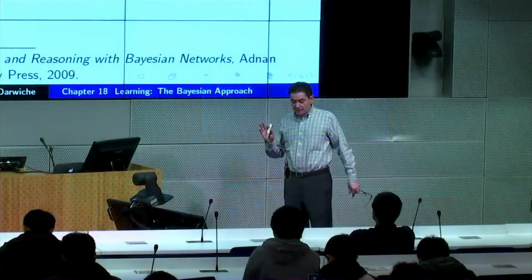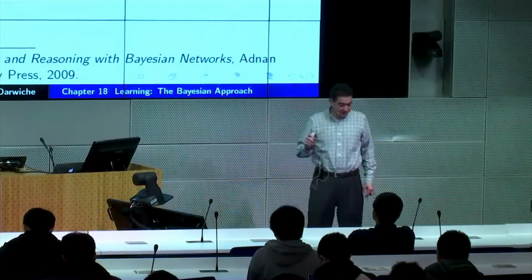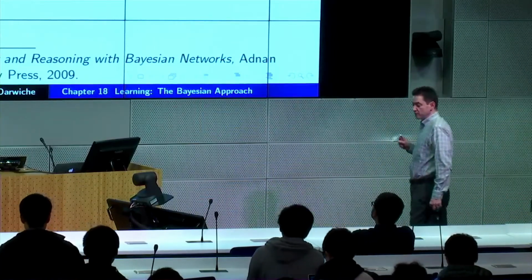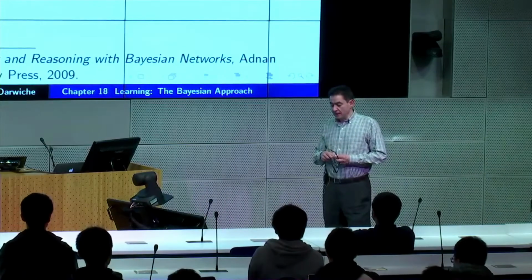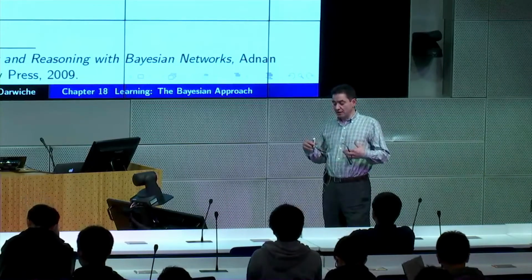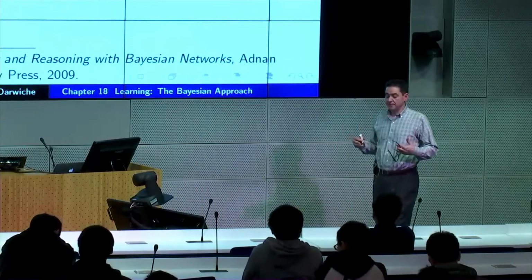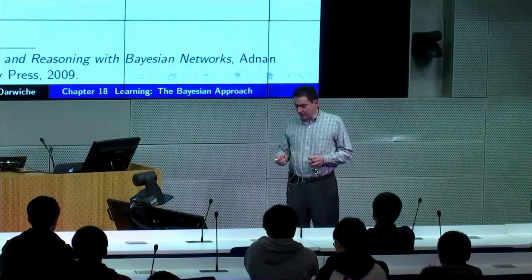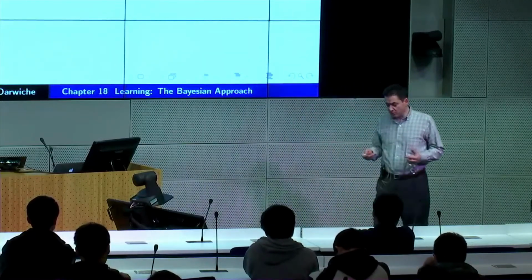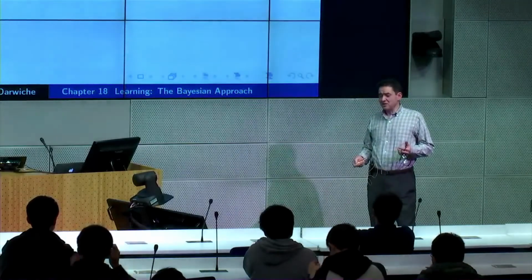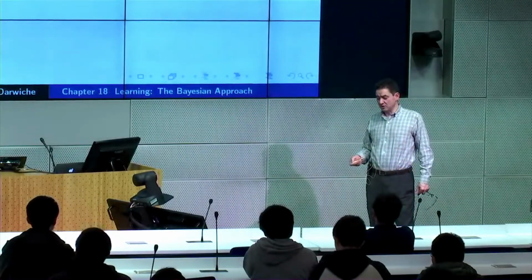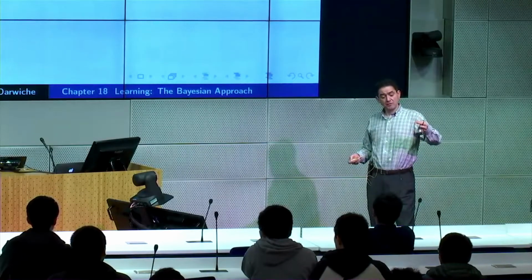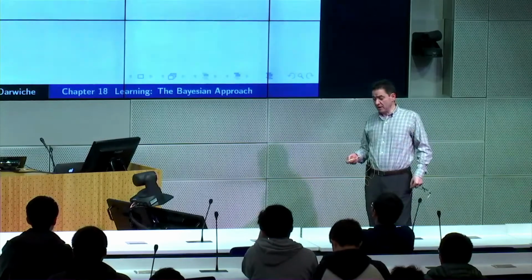So what we'll do today is discuss the Bayesian approach to learning, and this is the subject of chapter 18 in your text. It's in a sense a more general approach than maximum likelihood learning, which was discussed in chapter 17, in the sense that in this particular approach we can integrate additional information into the learning process, which is known as prior knowledge. This is in addition to data.